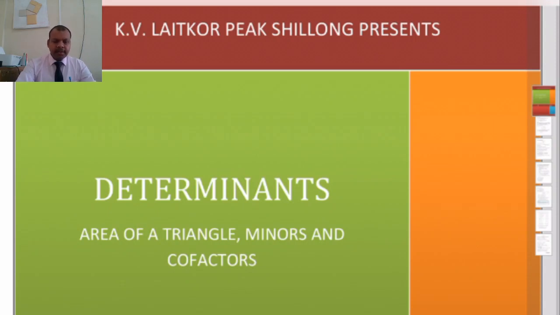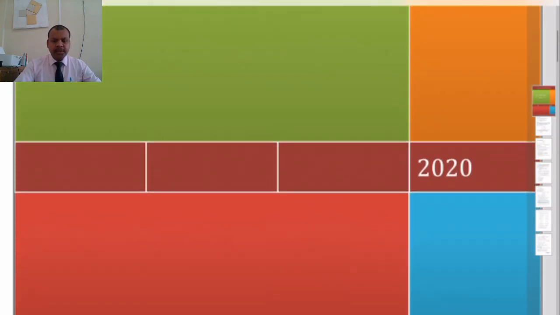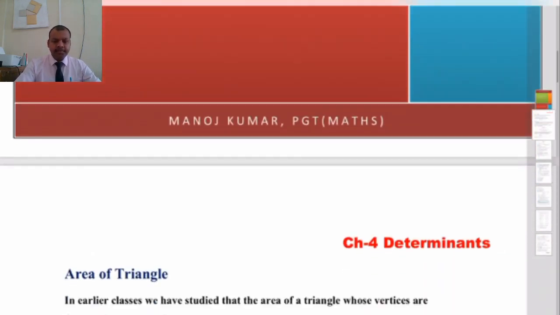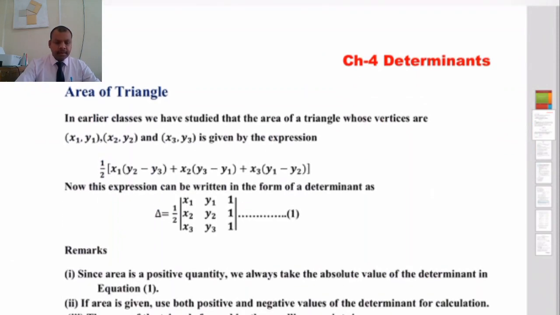Now this expression can be written in the form of a determinant as follows. You can see how we can write this expression in the form of a determinant. Here the determinant is equal to half of x1 y1 1 in the first row, x2 y2 1 in the second row, and x3 y3 1 in the third row. You will see that the value of the determinant is equal to the expression half of [x1(y2 minus y3) plus x2(y3 minus y1) plus x3(y1 minus y2)].